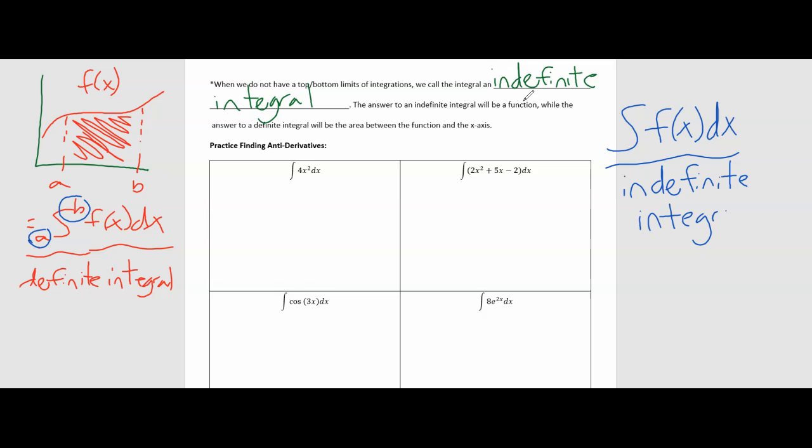Indefinite integral. And the differences between the two, right? If I look on the left, the definite integral, the answer to that is going to be an area, right? It's going to be a number. On the right, the answer to an indefinite integral is just going to be what the original function is, or what, if I'm taking the antiderivative of a derivative, that's going to give me the original function. My answer to an indefinite integral is a function, whereas the answer to a definite integral is going to be a number.